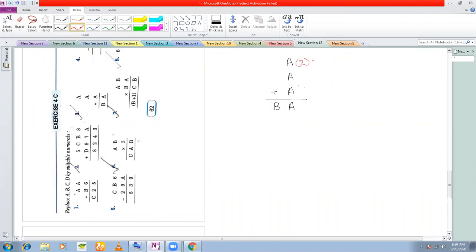2. Add up, how much do you get? 8. Which is again not possible, because I have got another digit here which is coming to 0. Okay. But the main problem is that I have taken A is equal to 2, but A here I am getting 8. So again, this is also not possible. Next, you try it with 3.